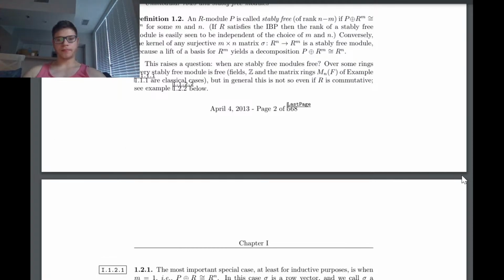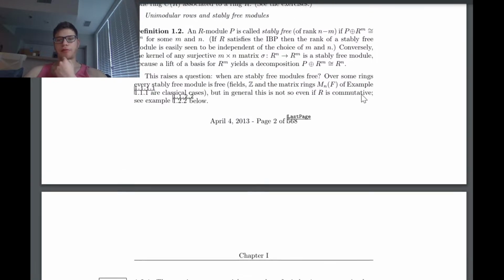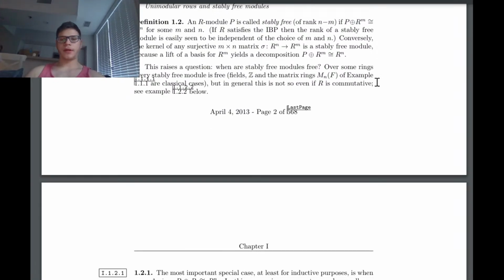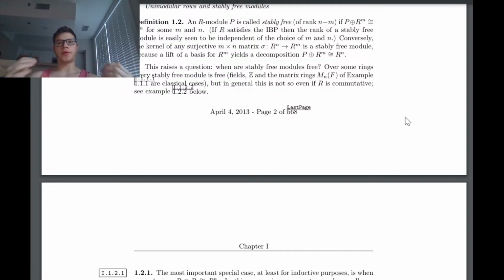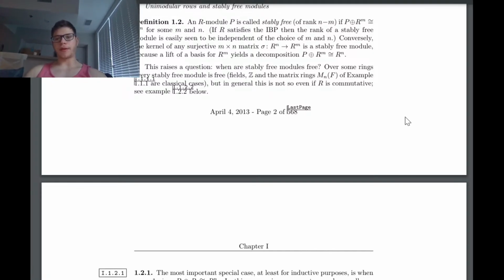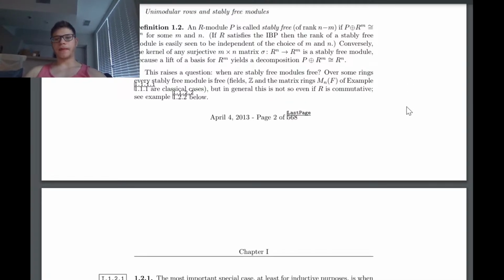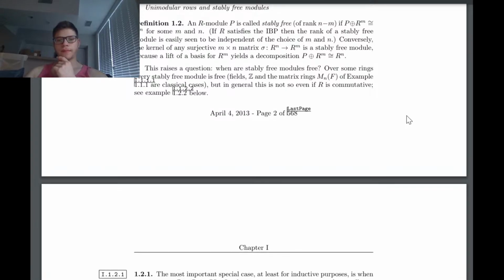Alright, okay. So, if R satisfies IBP, then the rank of a stably free module is easily seen to be independent of the choice of M and N. So this is going to be, so I know that K0, the K-theory, is basically projective modules Grothendieck group. So these stably free modules are going to be important.